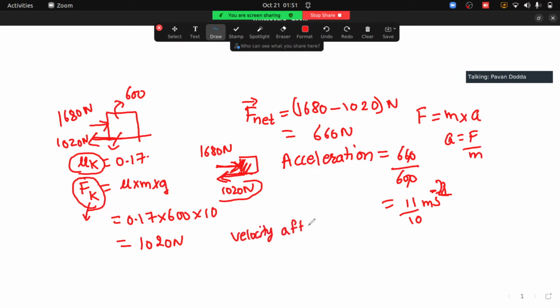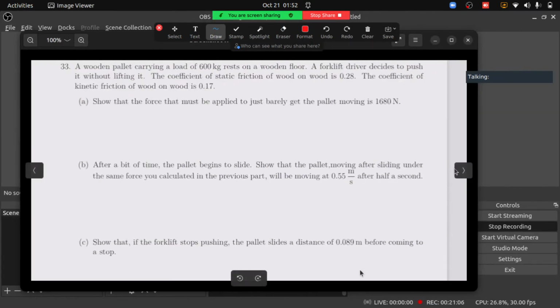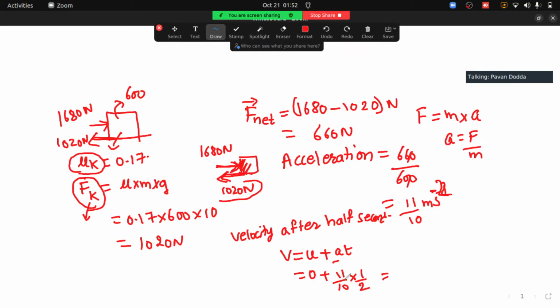Now we need to find the velocity after half a second, right? So velocity after some time t is given by v equals u plus at. Are you familiar with this formula? Yes, sir. So let's substitute. Initially it is at rest, so u is 0, plus acceleration is 11 upon 10, which we just found, and the time is half a second. Let's substitute this. So how much are we going to get? It's going to be 11 upon 20, which is 0.55 meter per second.